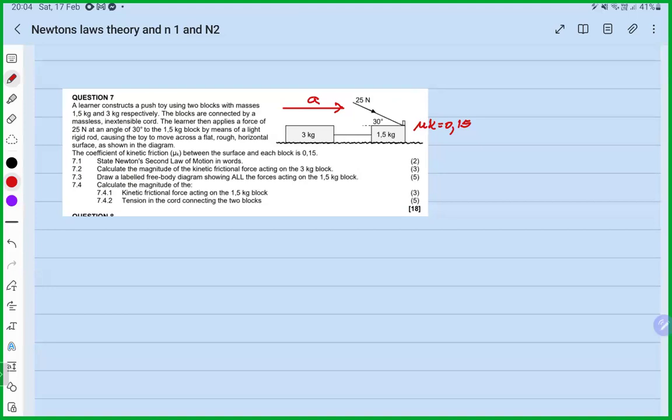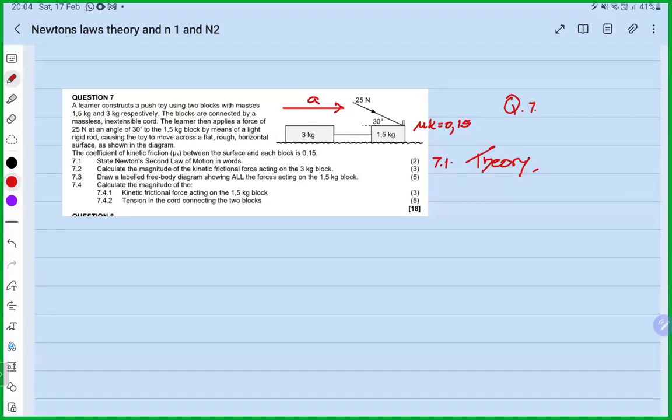The coefficient is 0.15 for each. I'm not going to state Newton's second law. Please ensure that you learn the law off by heart. So that's going to be a theory question there. Calculate the magnitude of the kinetic frictional force acting on the 3 kilogram block.